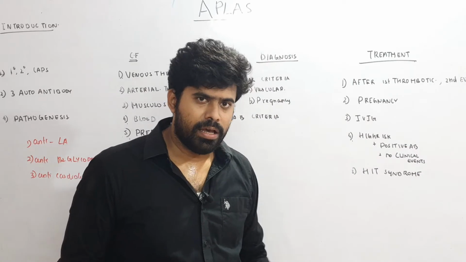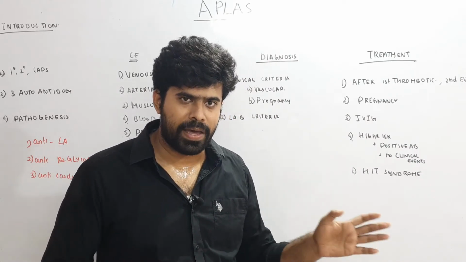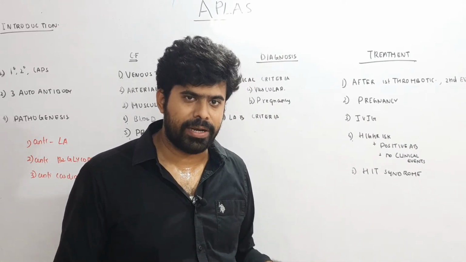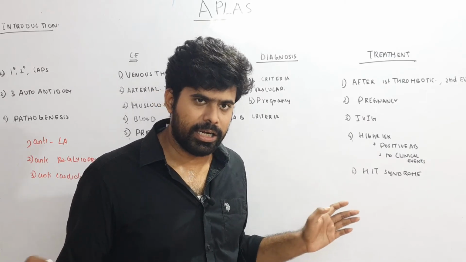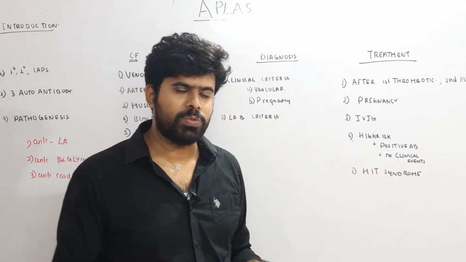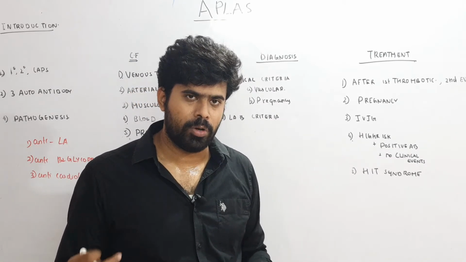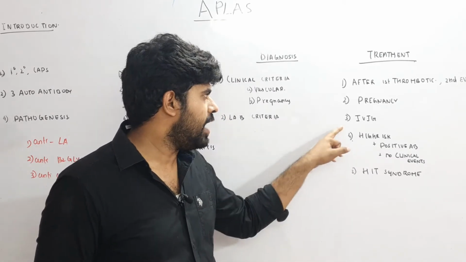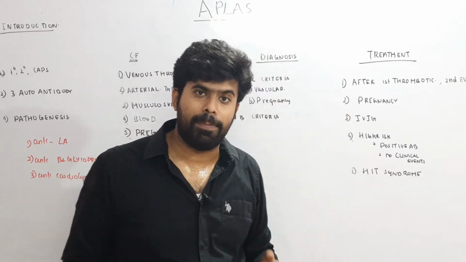In pregnancy, the patient should receive heparin in combination with aspirin. The heparin combination should be given right through the pregnancy. After the pregnancy, you can shift the patient to warfarin, because warfarin is notorious for causing warfarin embryopathy in pregnant females. IVIG. What is the role of IVIG in APLA syndrome?